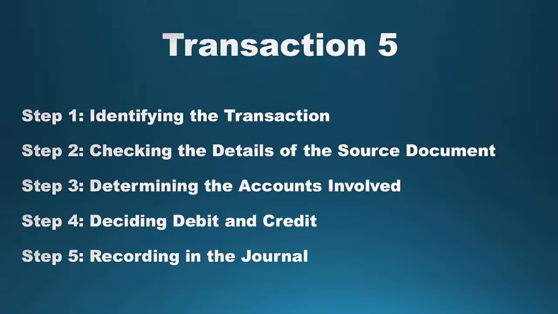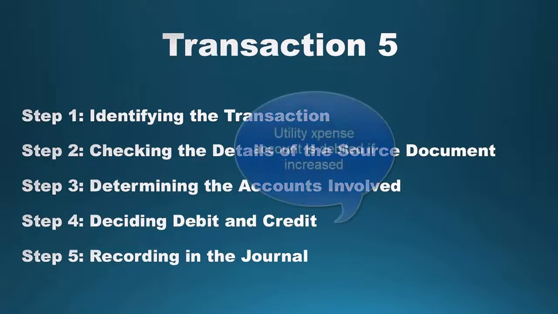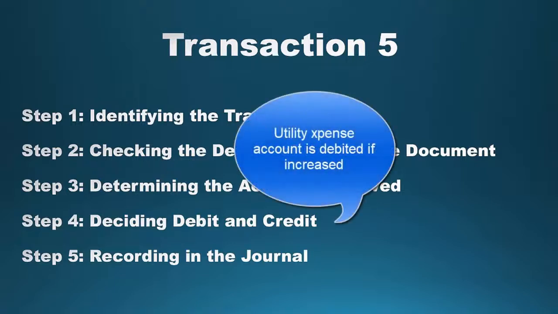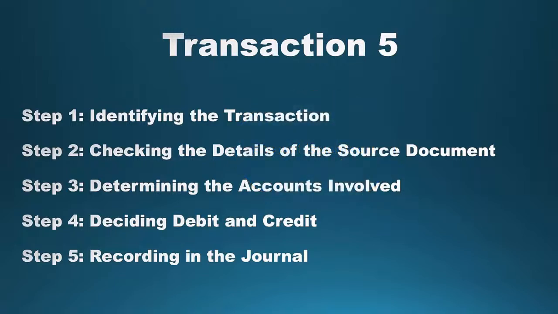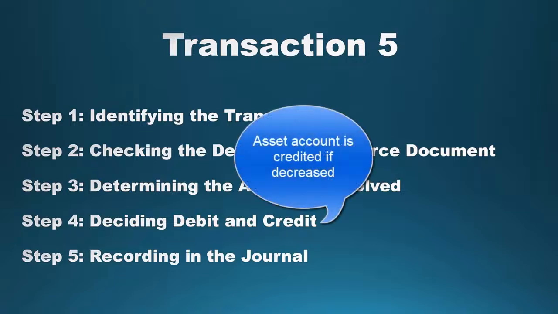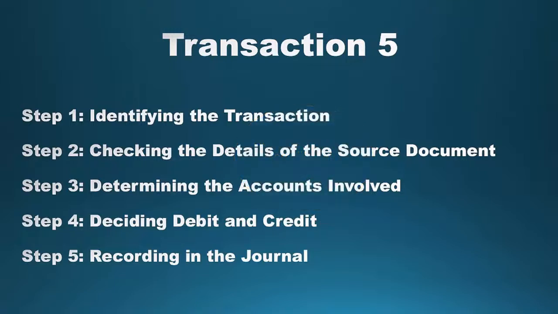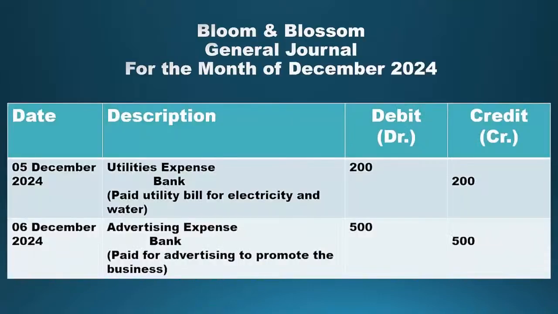Step 4, deciding debit and credit. Next, decide which account to debit and which to credit. The utilities expense account is debited because expenses are increasing. In accounting, an increase in expenses is recorded as a debit. The bank account is credited because the cash balance and asset is decreasing. A decrease in assets is recorded as a credit. So we'll debit the utilities expense account and credit the bank account for $200.